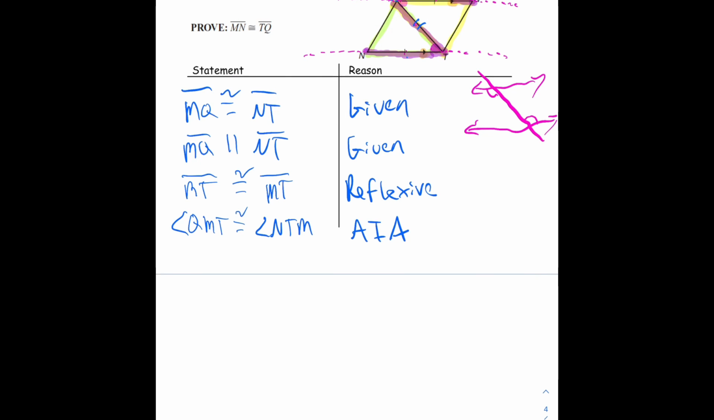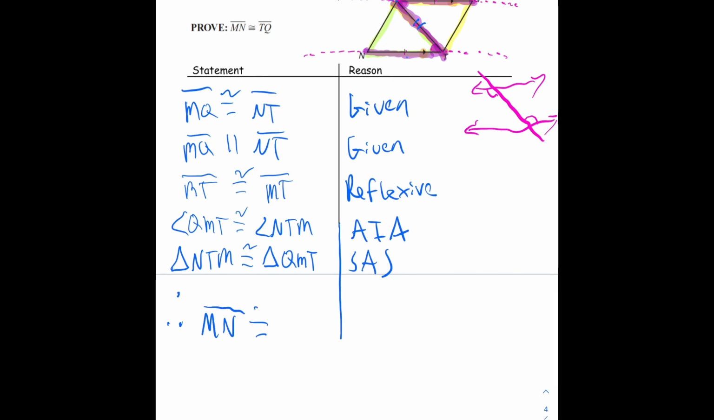When we look at our finished product, I've got a side, an angle, and a side. So we can say that triangle NTM is congruent to triangle QMT by side, angle, side. And then to prove what the question asks, we can say that MN is congruent to TQ by CPCTC. Corresponding parts of congruent triangles are congruent.